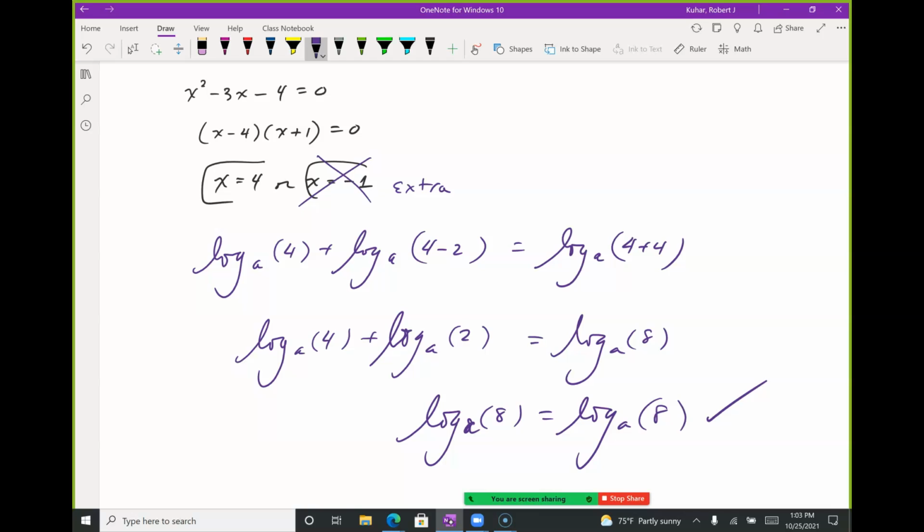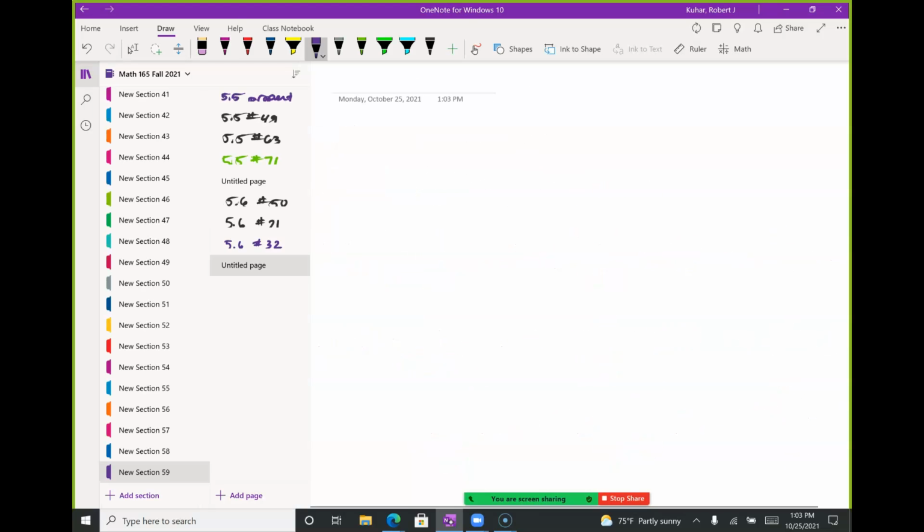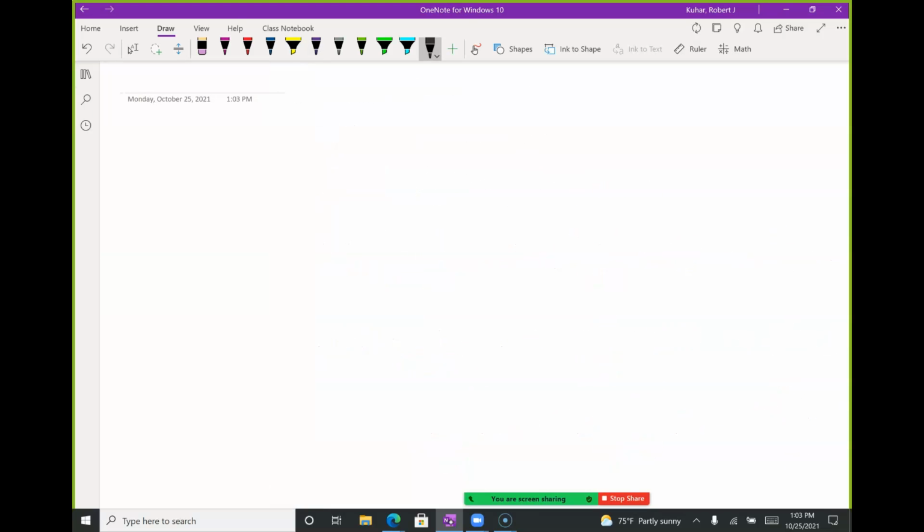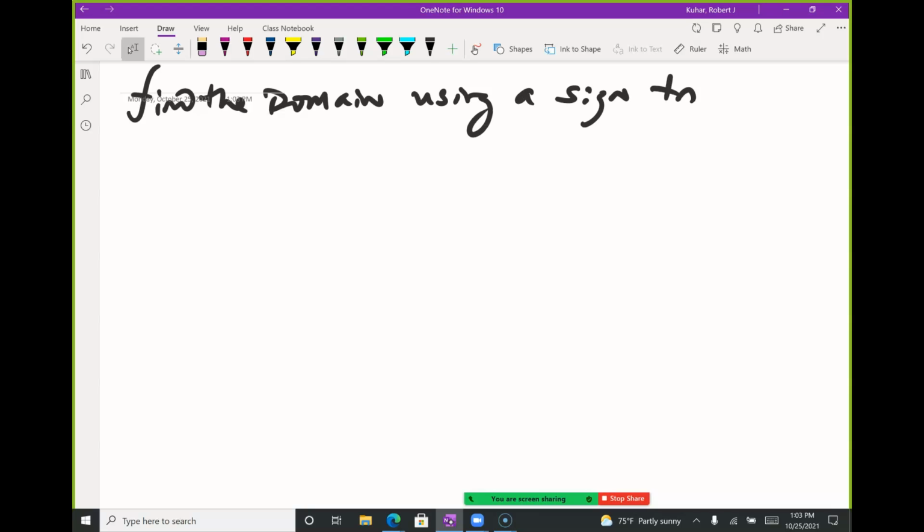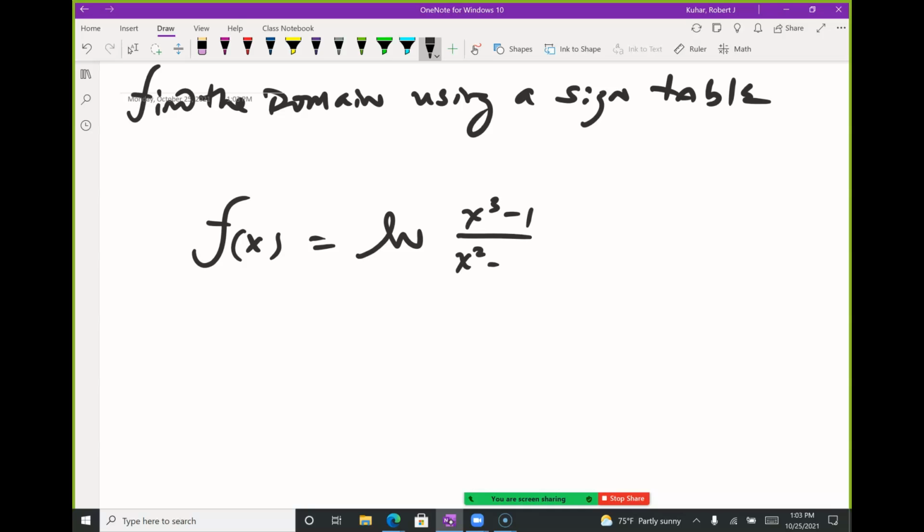All right, let's do a domain for a log function and then quit for today. So find the domain using a sign table. And I'll say f of x is the ln of x cubed minus 1 over x squared minus 3x minus 4.